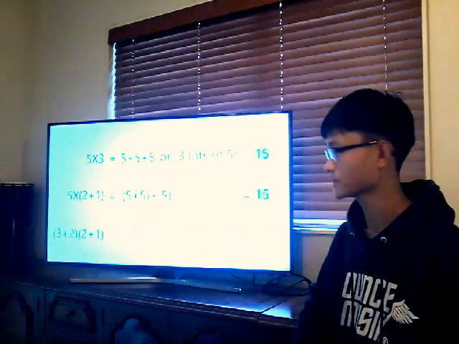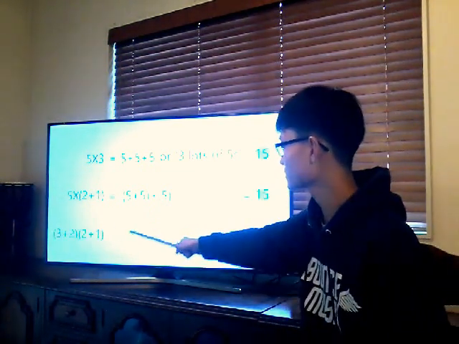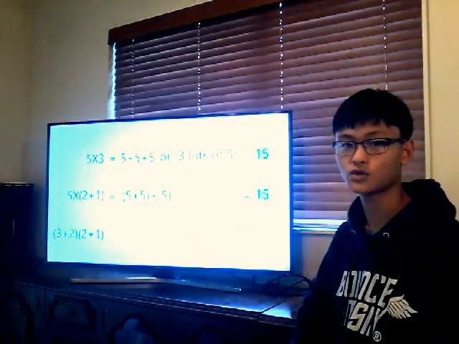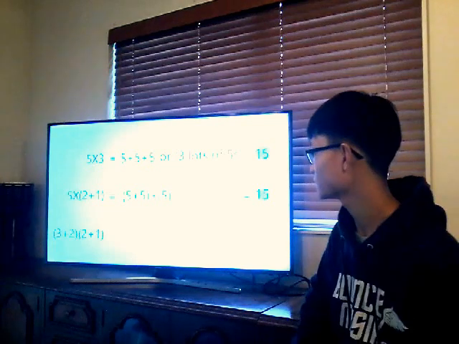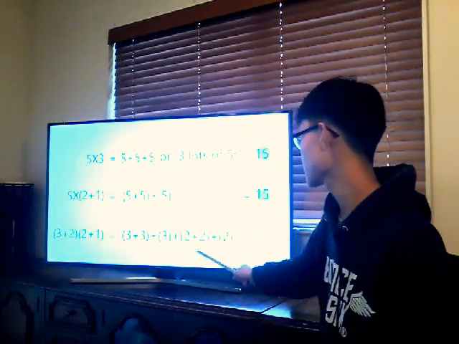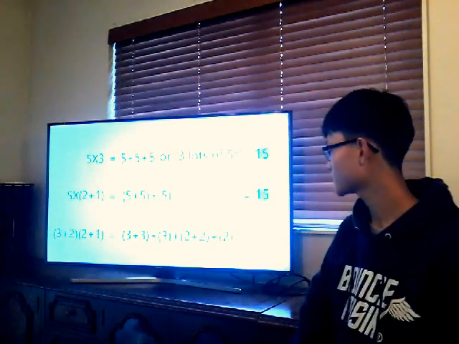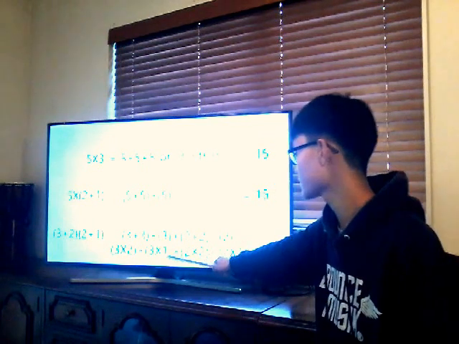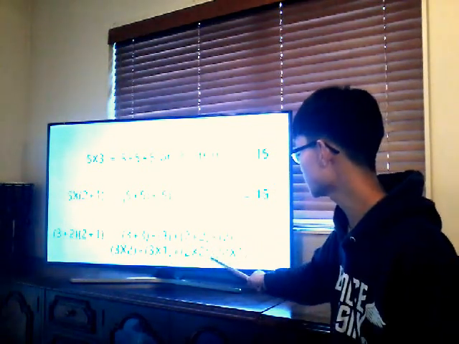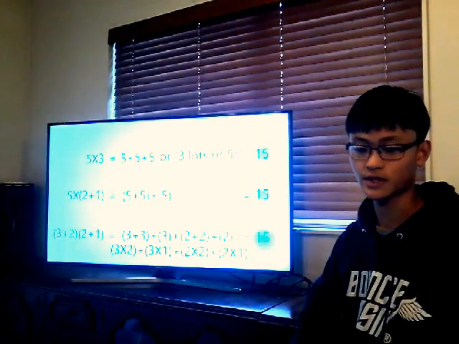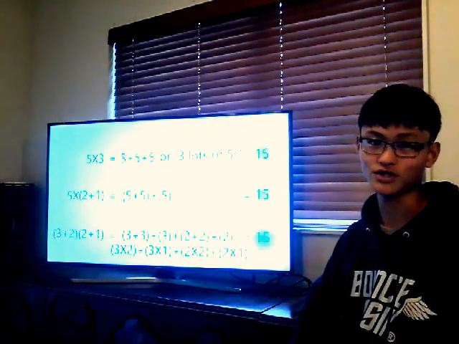Now for the main part. (3 plus 2) times (2 plus 1). Using the same way we solved the above equations, we can solve this as 3 plus 3 plus 3 plus 2 plus 2 plus 2. Using the FOIL method, it becomes 3 times 2 plus 3 times 1 plus 2 times 2 plus 2 times 1, both of which equal 15. This proves that the FOIL method works.